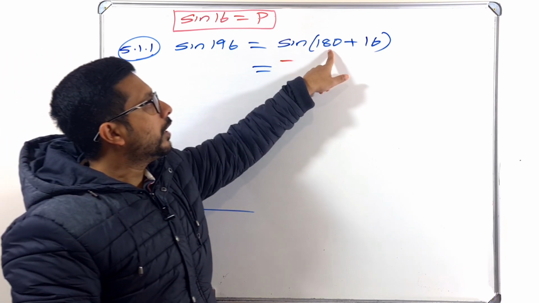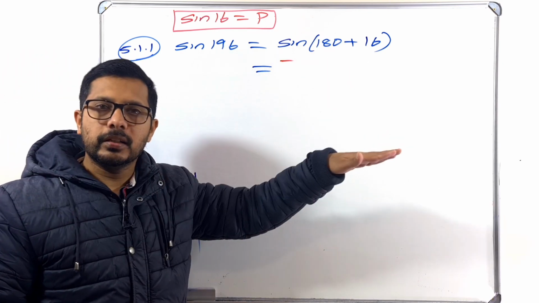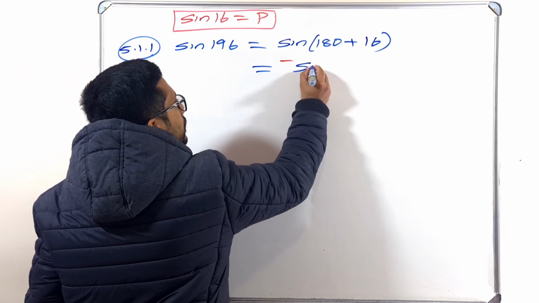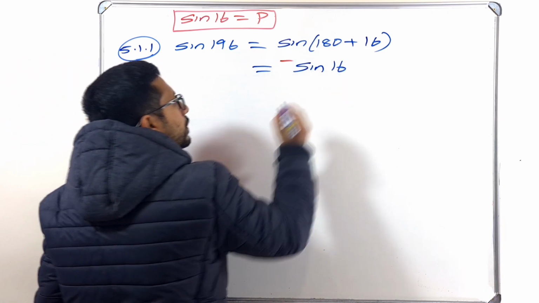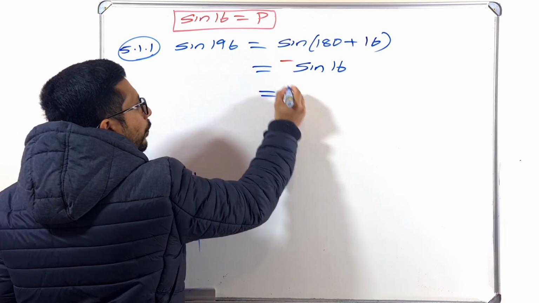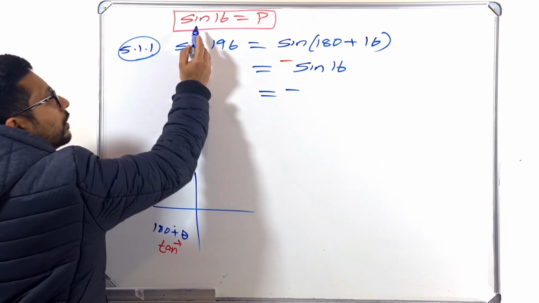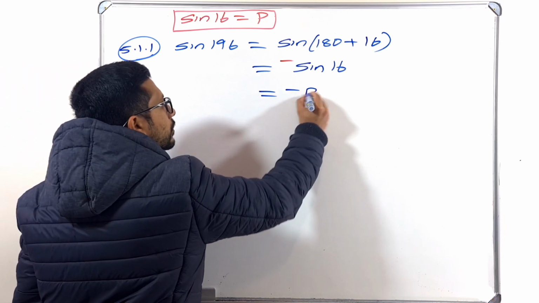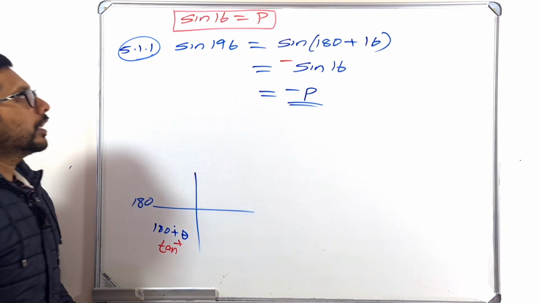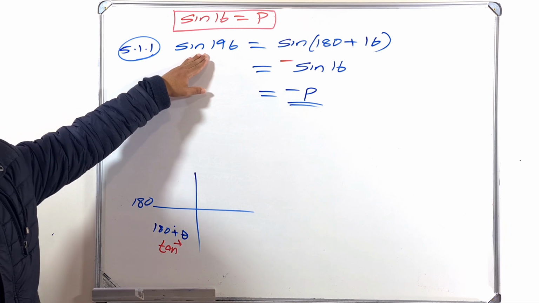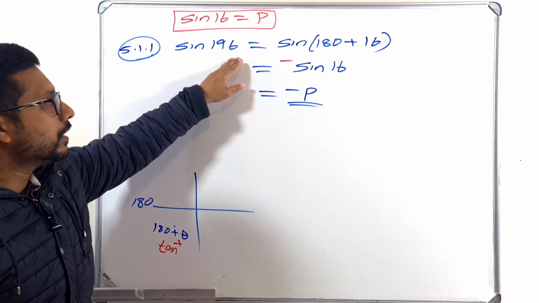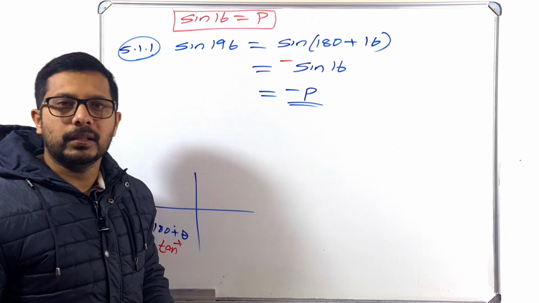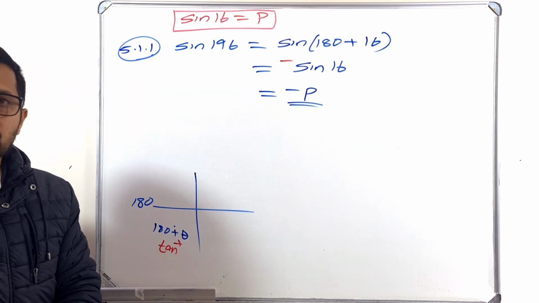Then, if it is based on 180 or 360, no change in the trigonometric ratio. So here sine itself. Sine 16, and so that is minus, what is sine 16? It is given in the question that sine 16 is P. So it is minus P. And now you can see that we got an expression for sine of 196 in terms of P. What is that answer? Minus P. So that is question number 5.1.1.